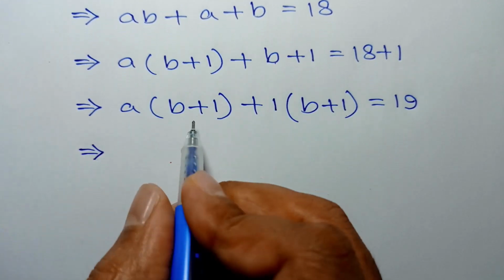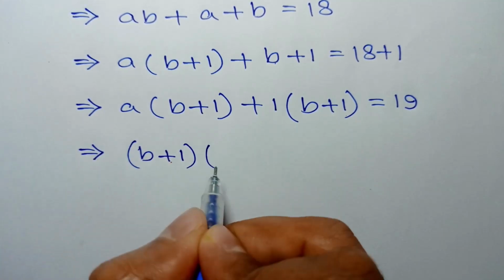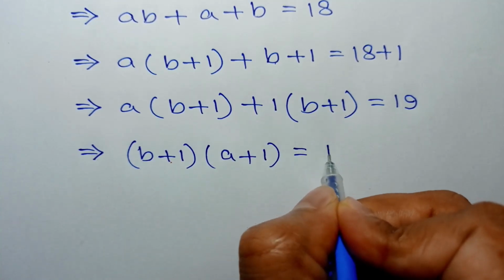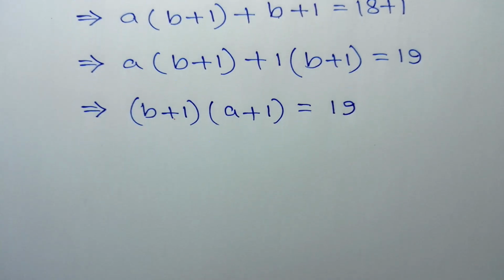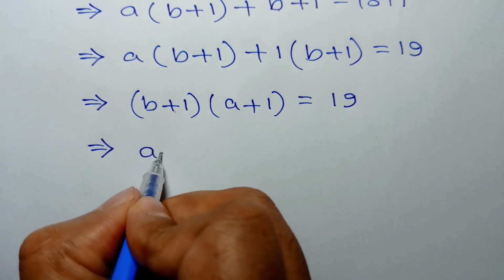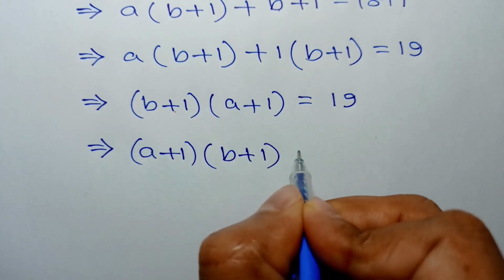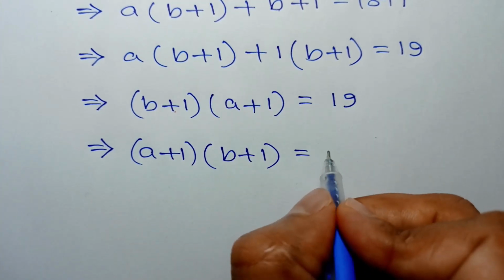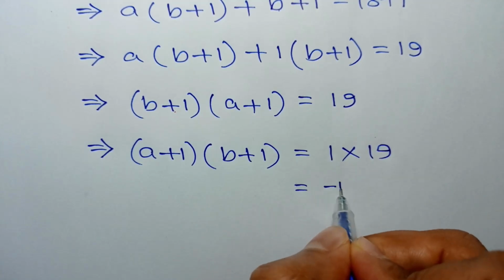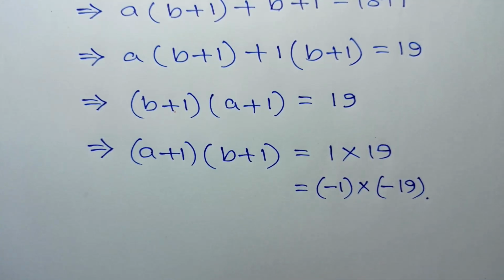or taking common b + 1 we can write (b + 1)(a + 1) = 19, or rearranging it we can write (a + 1)(b + 1) = 19, which can be written as 1 times 19, or negative 1 times negative 19 for integer solutions.